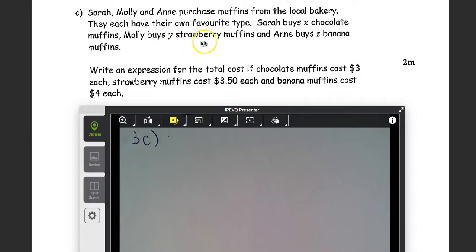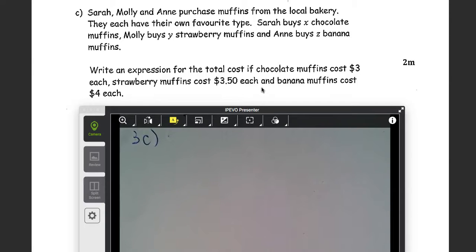Molly bought Y strawberry muffins. And Anne buys Z banana muffins. Now, all those 3 numbers could be different, right? Just think someone bought 2, maybe someone bought 5, maybe someone bought 4. It doesn't matter. Now, it says write an expression for the total cost if the chocolate muffins cost $3 each and the strawberry muffins cost $3.50 each and banana muffins cost $4 each.